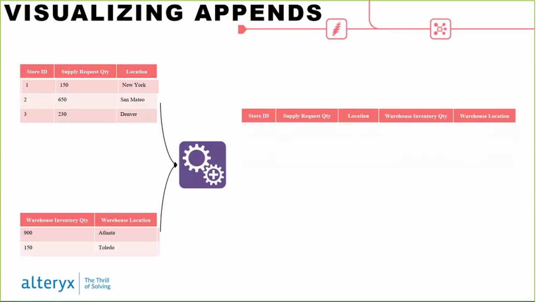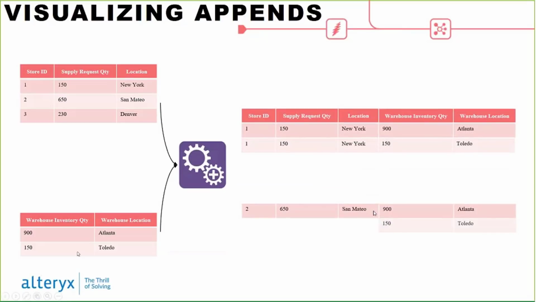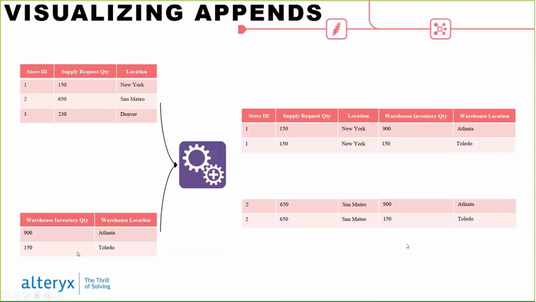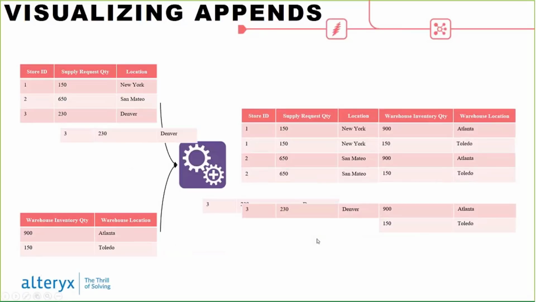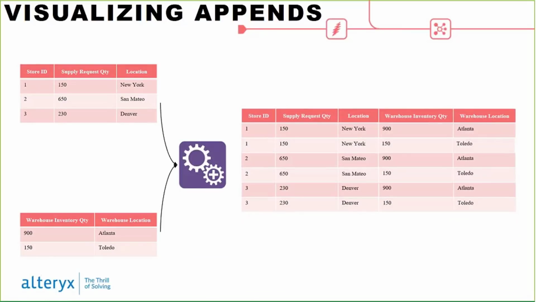Let's add a little bit of complexity here and say I've got 2 warehouse locations now, right? Atlanta and Toledo. What's going to happen now that I have 2? Well, as promised, I'm going to have 6 records as an outcome because there's 3 in one and 2 in another. But you'll see that New York has to have 2 warehouses that it could use to bring data in. So you'll see that it'll duplicate New York to accommodate Atlanta and Toledo. It'll do the same thing for San Mateo, and then also for Denver. So you can see that it's created what some people coming from a SQL background will call a cross join or a Cartesian join. That's really what's going to be going on here.